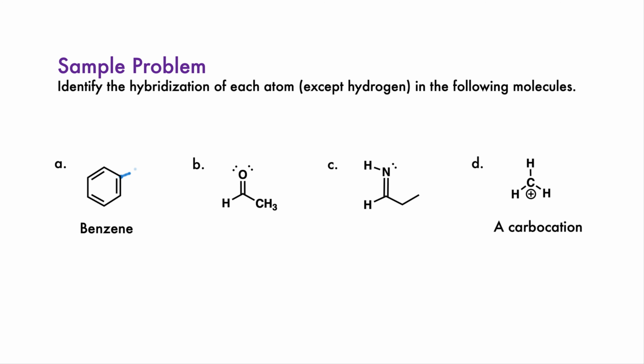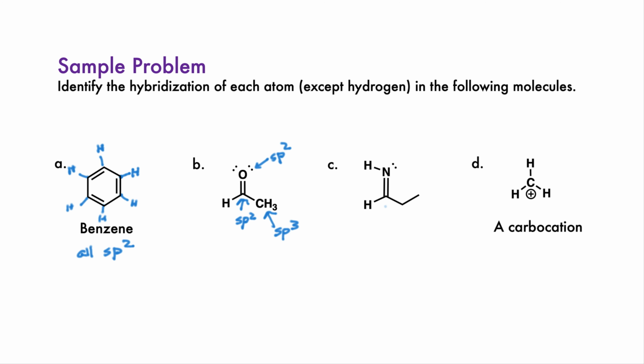Let's put in the hydrogens for benzene. You can see all the carbons have 3 atoms bonded, so they are all sp2 hybridized. Almost all carbons in double bonds are sp2 hybridized. In B, the carbon has 3 atoms bonded and is sp2 hybridized. The oxygen has 1 carbon atom and 2 lone pairs, and it too is sp2 hybridized. The CH3 has 4 atoms bonded, so it's sp3 hybridized.